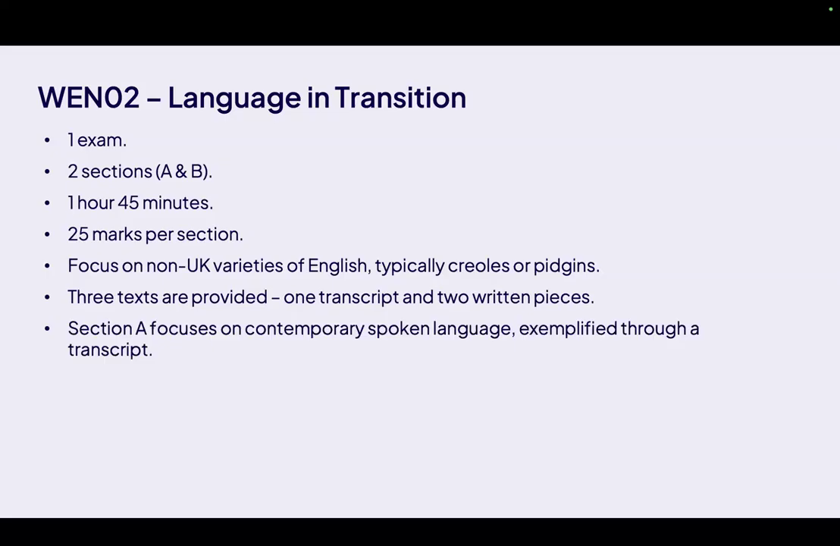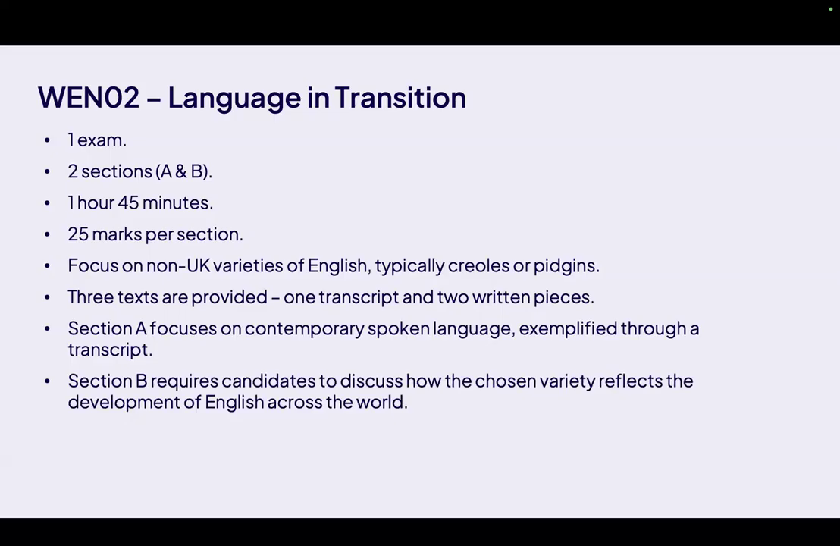Section A focuses on contemporary spoken language, which is exemplified through a transcript. So as I said previously, one is a transcript and then the others are written texts. So for this one, they need to know certain things, especially the IPA, which we'll come on to shortly. And then section B requires candidates to discuss how the chosen variety reflects the development of English across the world. So it very much is focusing on that transition.